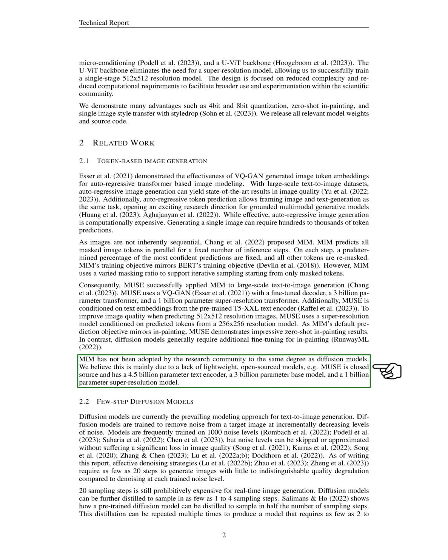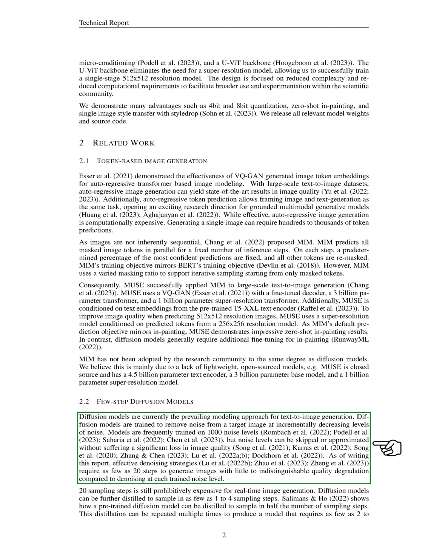Diffusion models are currently the prevailing modeling approach for text-to-image generation. They are trained to remove noise from a target image at incrementally decreasing levels of noise. Models are frequently trained on 1000 noise levels, but noise levels can be skipped or approximated without suffering a significant loss in image quality. Effective denoising strategies require as few as 20 steps to generate images with little to indistinguishable quality degradation compared to denoising at each trained noise level. However, 20 sampling steps is still prohibitively expensive for real-time image generation.